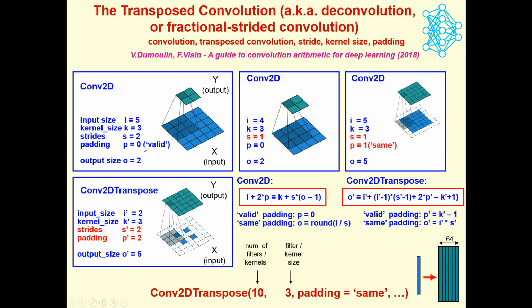In Keras, the zero padding is also called valid padding, and the non-zero padding, when we have the same sizes of the input and output image, is also called same padding, just Keras terminology. Any questions? No questions.